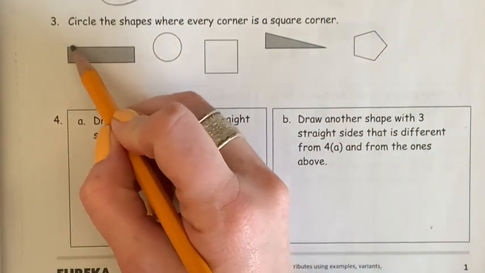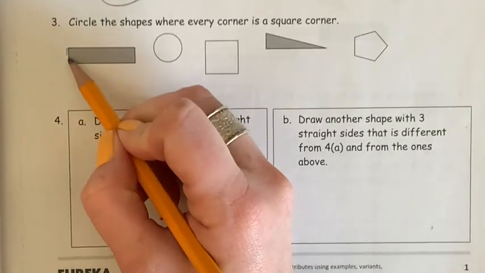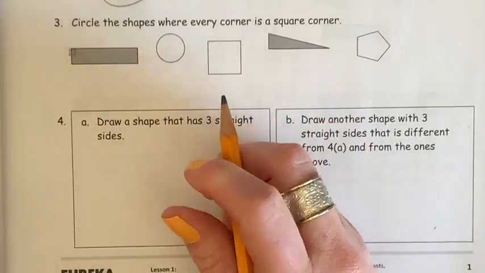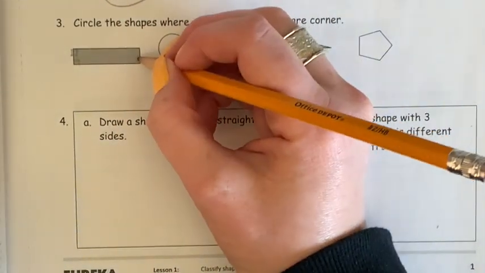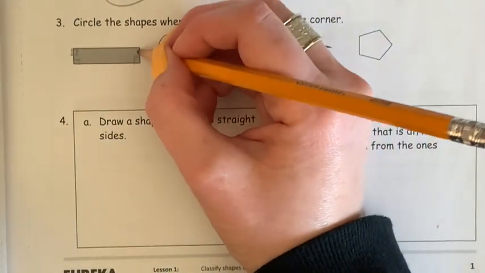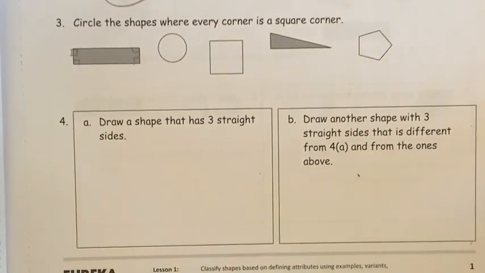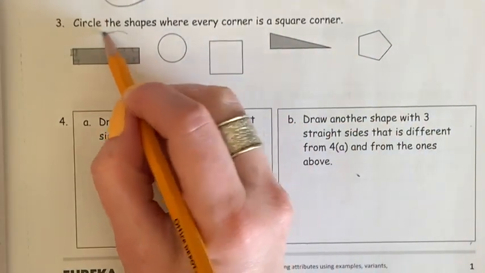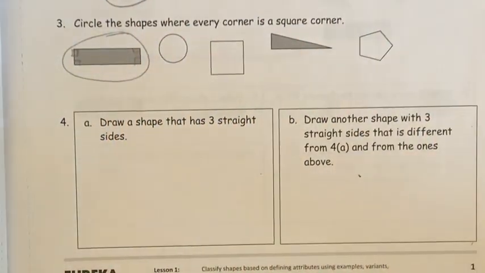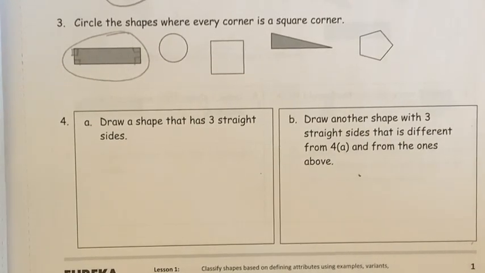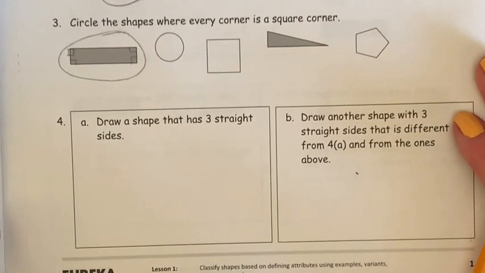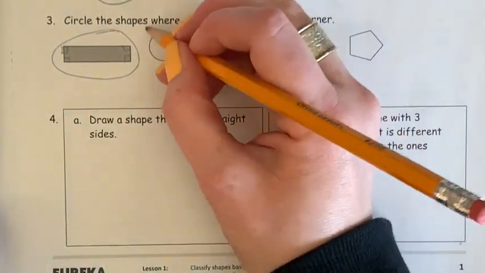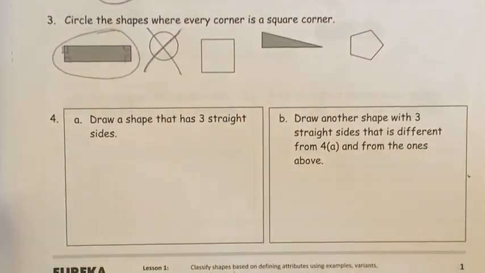I see 1 square corner. I'm going to put this little square shape to mark it. 2 square corners, 3 square corners, and 4 square corners. So this shape does have every corner as a square corner. Go ahead and circle it. What about a circle? Does this have any corners? No, it does not. So it definitely does not have any square corners.